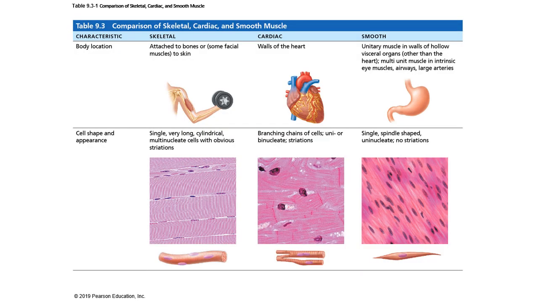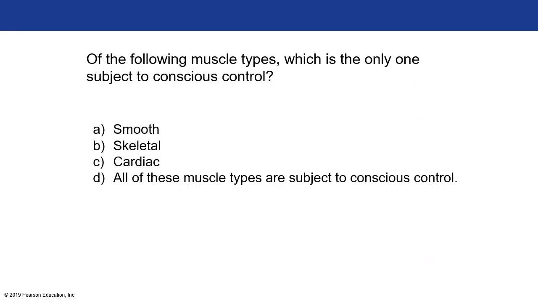So here's a little summary putting all three types of muscle fibers in one slide. So know the difference. And here would be another question for you, but everybody in the class is going to get the freebie points, right? So let's just answer this question. Which one of the following muscle types is the only one subject to conscious control? It is B, skeletal muscle.